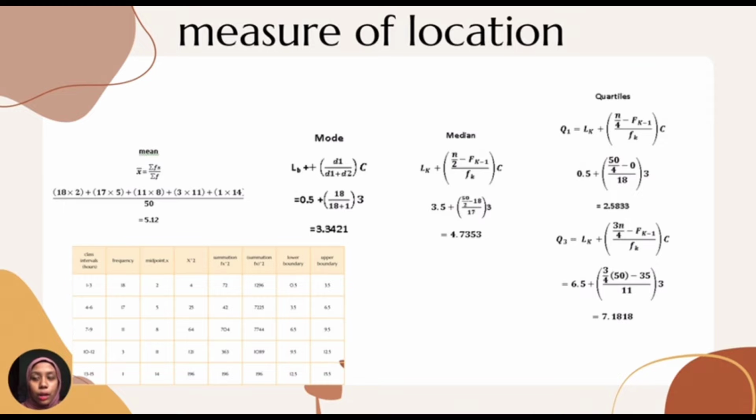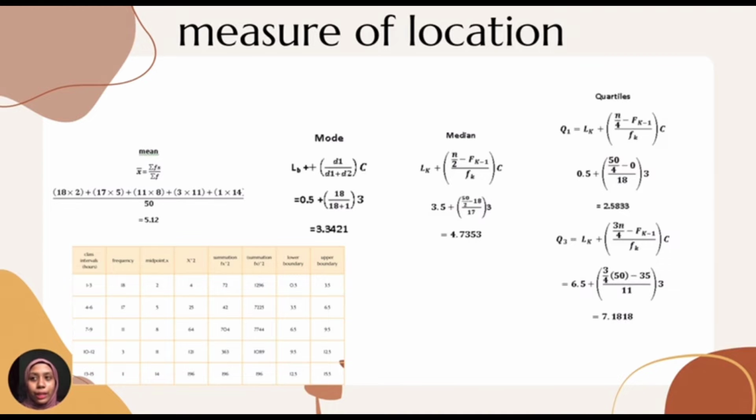And for the median, I used the data that is half of the total frequency, which is 50 over 2, and I substituted all the values into the formula LK plus N over 2 minus FK minus 1 over FK times the class width, and the answer is 4.7353.